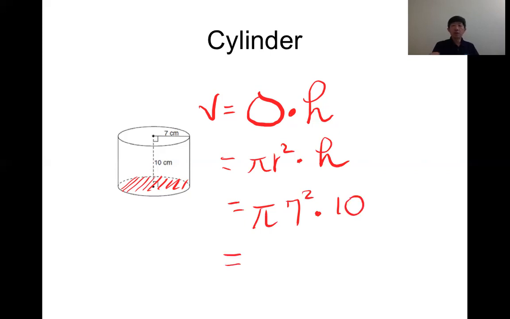So 7 times 7, 49. 49 times 10, which is 490 pi. Don't forget about the units. The unit will be centimeter cubed, right? Because this is a volume, okay?